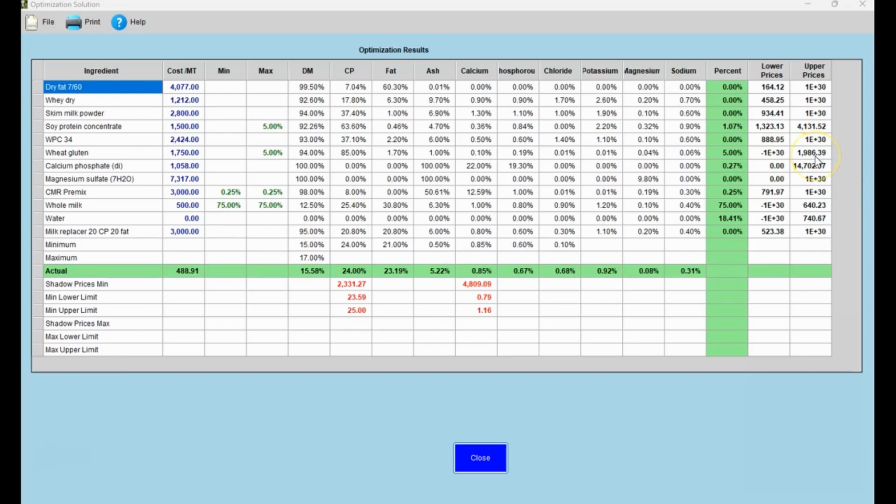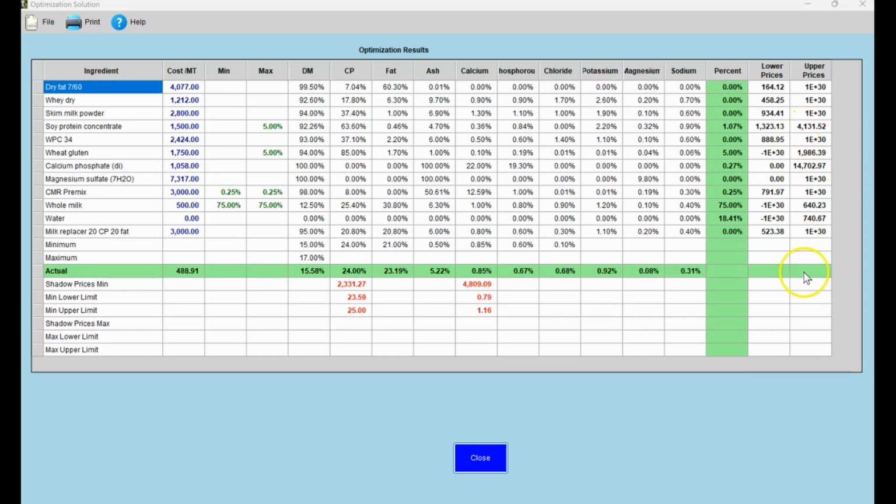If the price rises above this value, the solver will begin to reduce the inclusion of wheat gluten in the formulation. Increasing the price beyond that threshold causes the ingredient to become less attractive. These upper and lower prices provide valuable insight into when an ingredient becomes attractive to the formulation and when it will be reduced or removed.